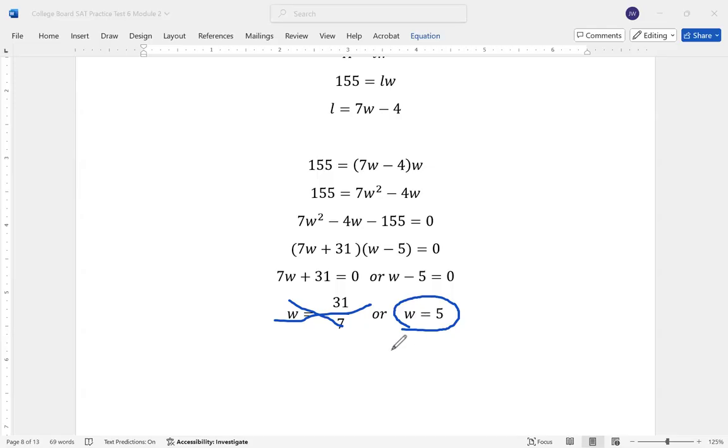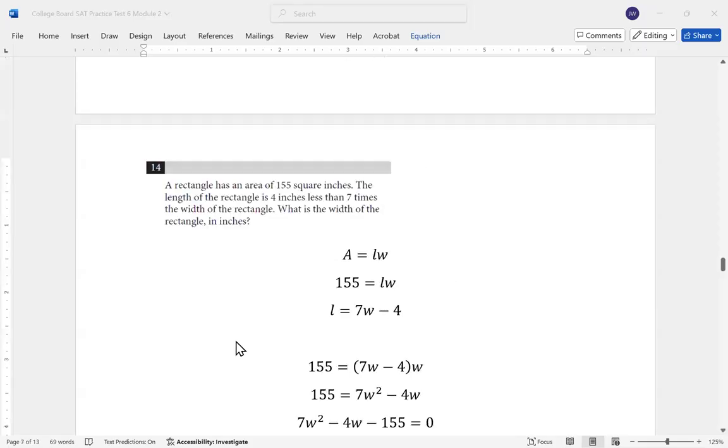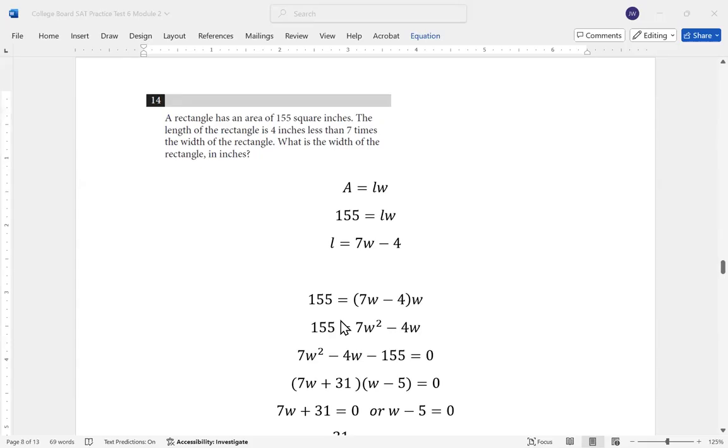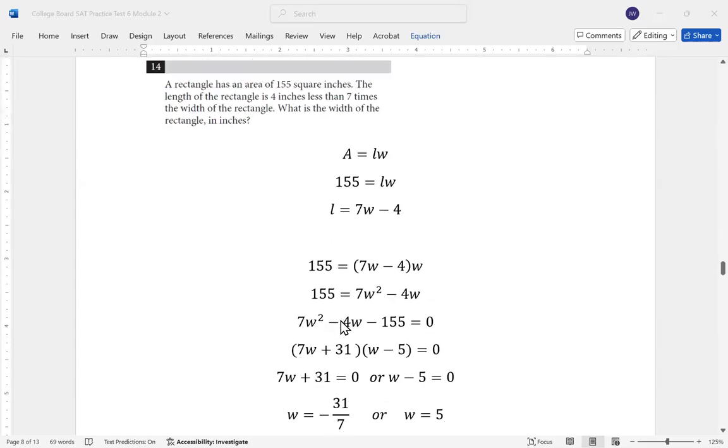So that's the answer to question 14. By the way, there's probably other ways you can do this, but this is the more straightforward algebraic way of doing question 14.